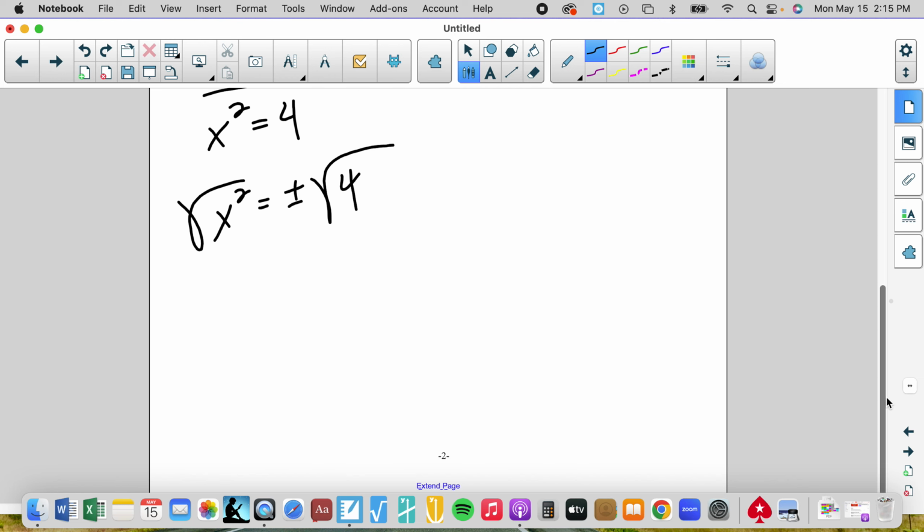And now square root of x squared is x equals plus or minus. Rad 4 is a perfect square. So my solution is plus or minus 2.